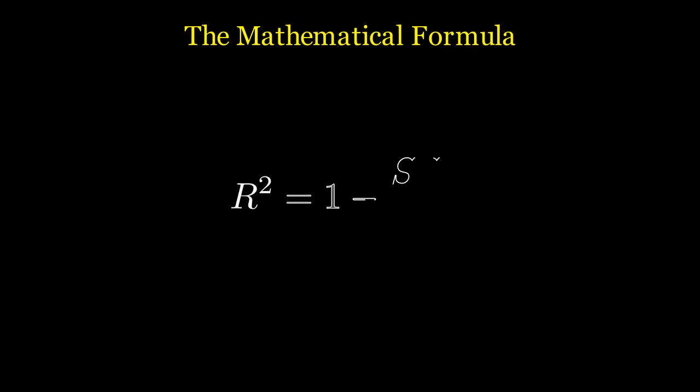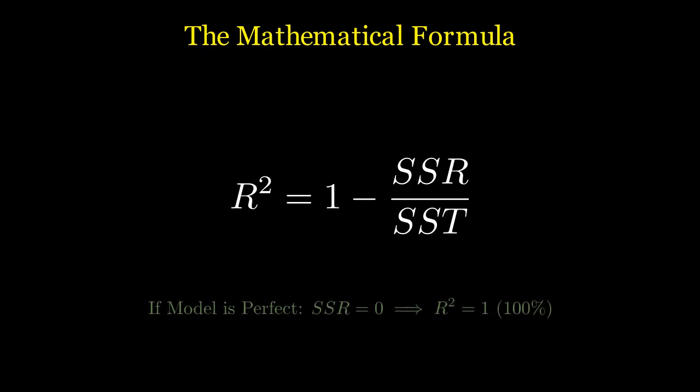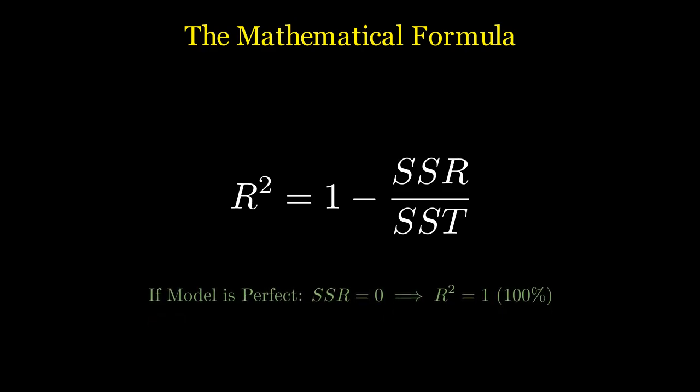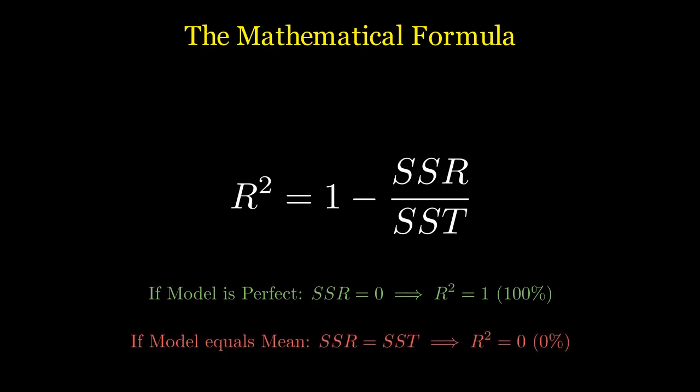Mathematically, the formula is R-squared equals 1 minus SSR over SST. If our model is perfect and hits every single point, SSR becomes 0 and R-squared equals 1, or 100%. If our model is no better than just guessing the average, SSR will equal SST, and R-squared will be 0. Most real-world models fall somewhere in between, like 0.75, meaning 75% of the variance is explained.